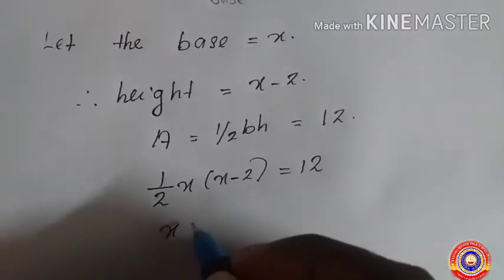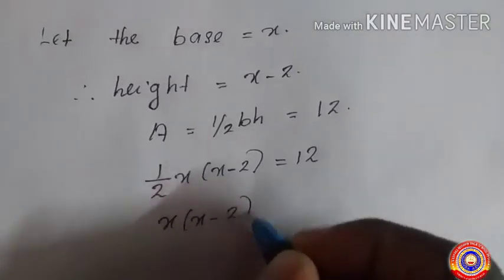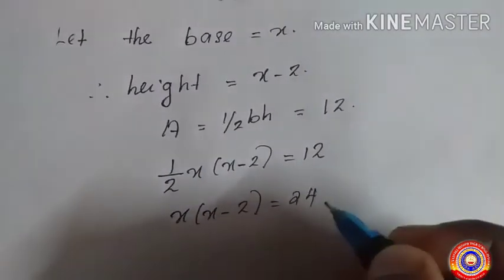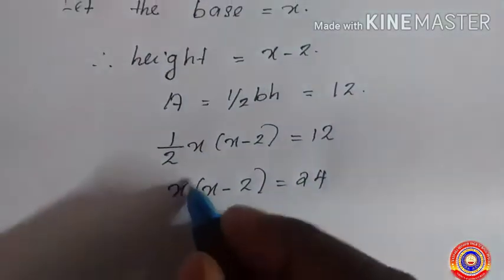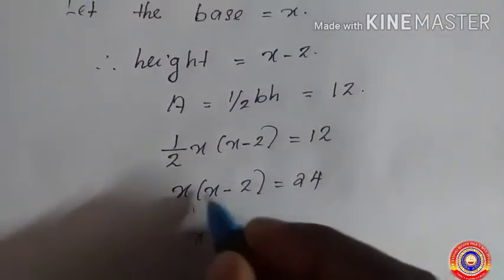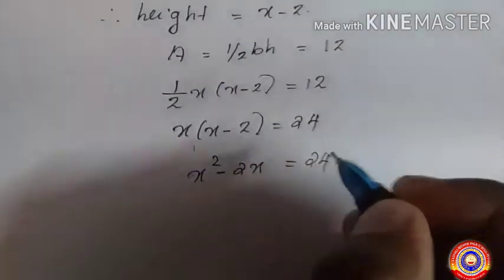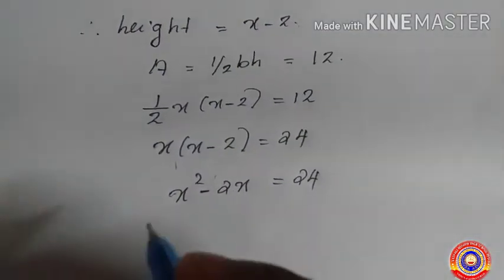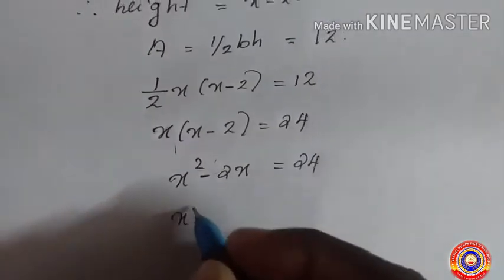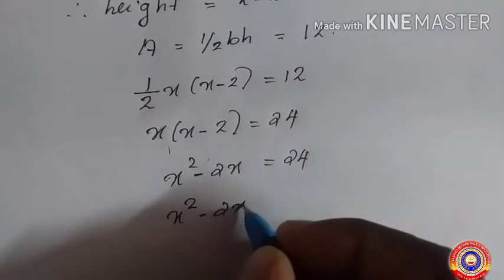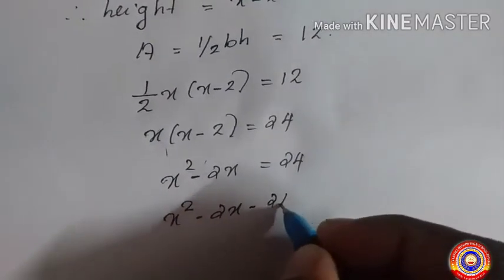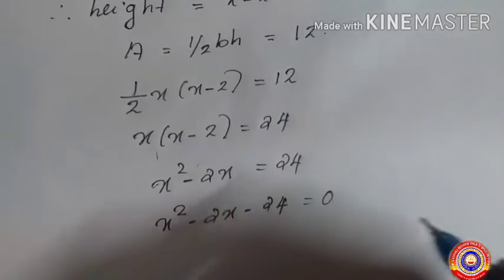x into x minus 2 equal to 12 into 2, 24. Next we have to open the bracket. x square minus 2x equal to 24. Next step, we have to convert this into general form. That means x square minus 2x minus 24 equal to 0.